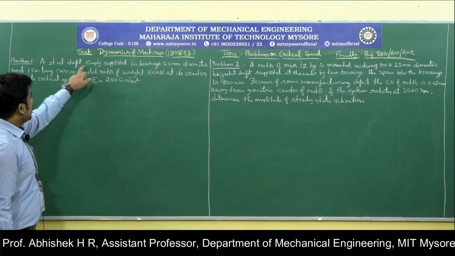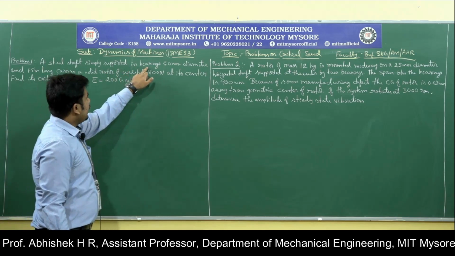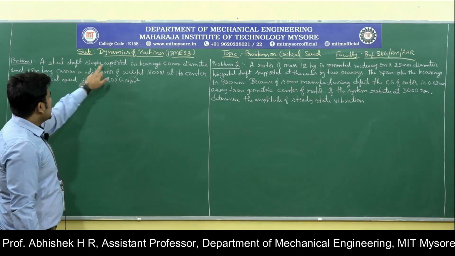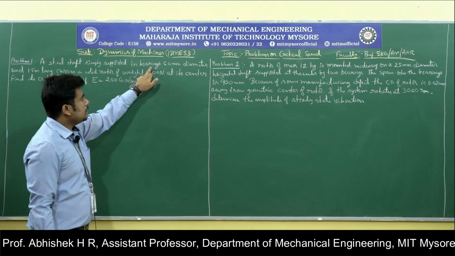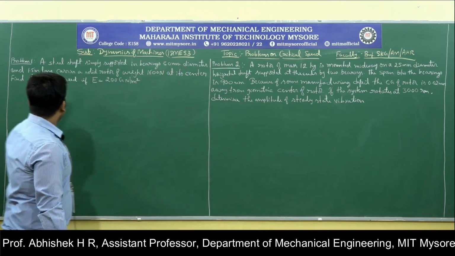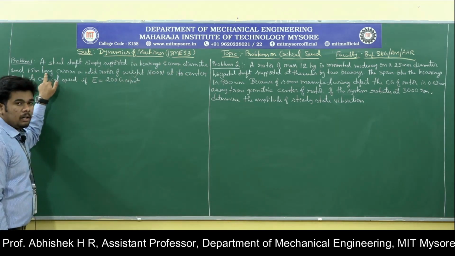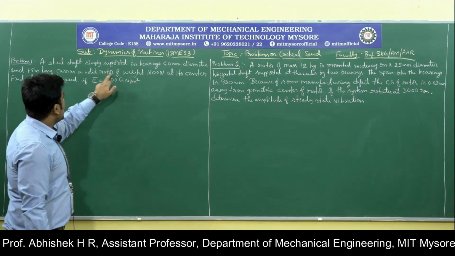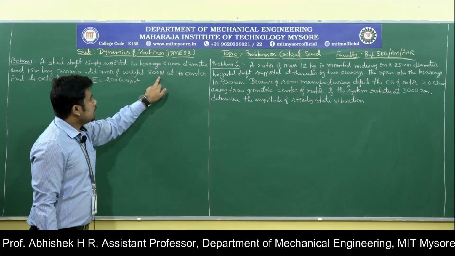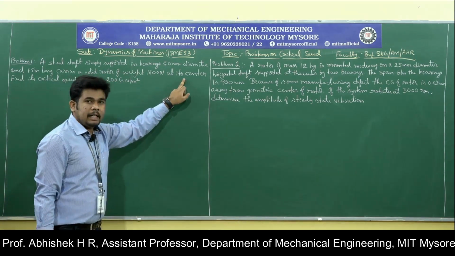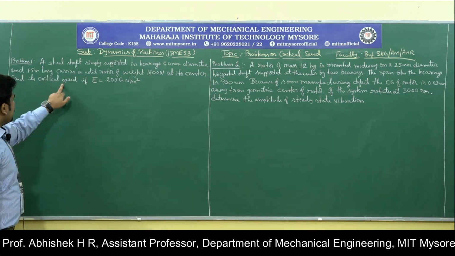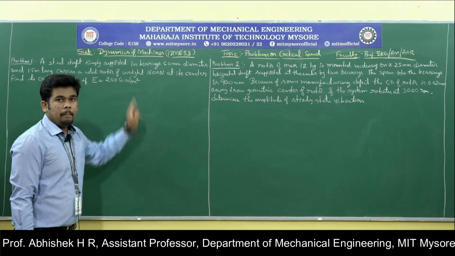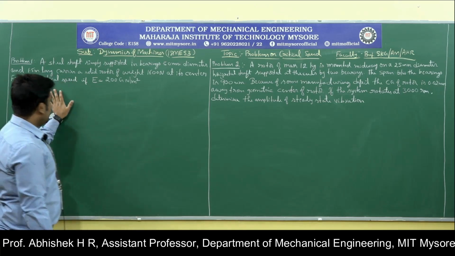A steel shaft simply supported in bearings, 50 mm diameter and 1.5 meter long, carries a solid rotor of weight 1600 Newton at its center. Find its critical speed if E is equal to 200 giganewton per meter square. So it's a very simple problem.